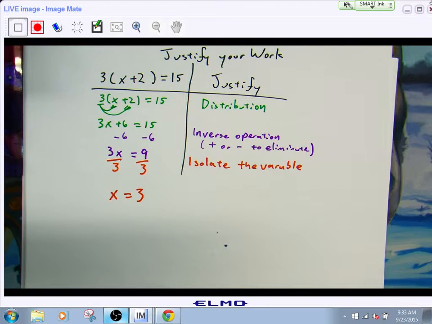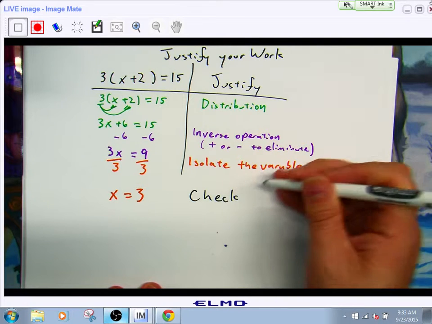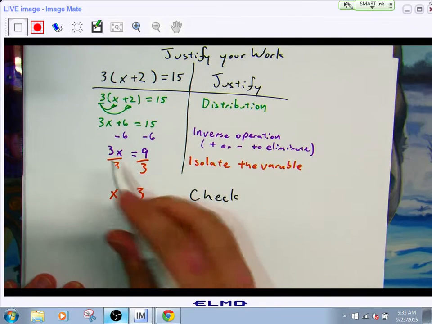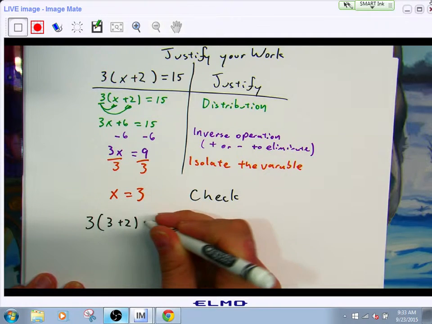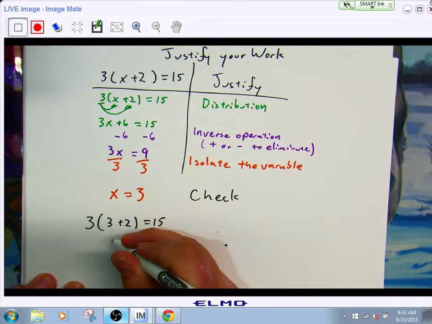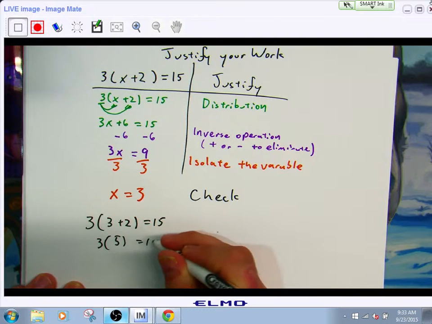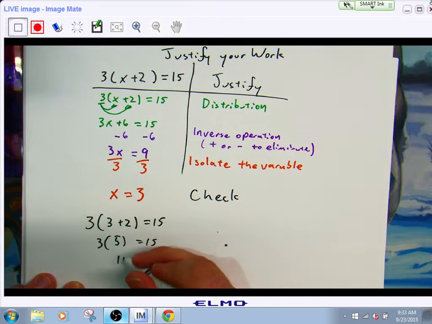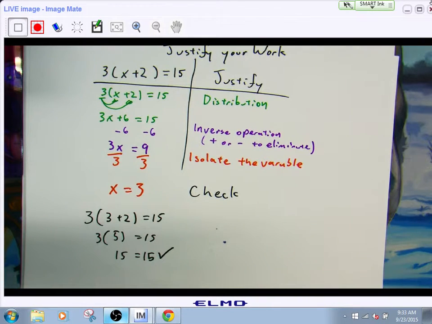And so the final step is to check your work. And we do this just by plugging it back in. So I'll do 3 times 3 plus 2 equals 15. 3 plus 2 surely is 5 equals 15. And 3 times 5 is, of course, 15. So I have correctly done the problem. I have checked my work to show that it's right.